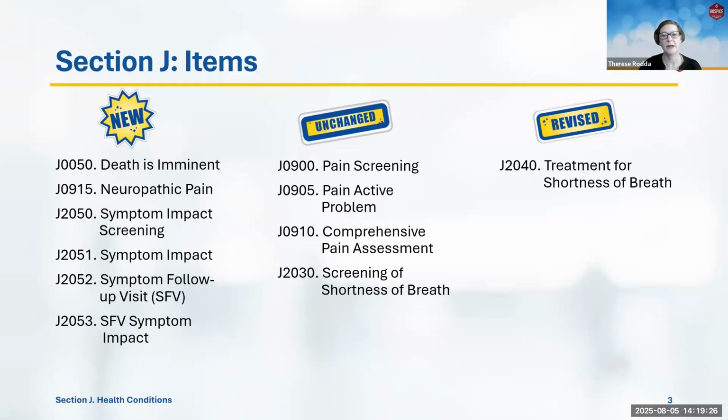This slide outlines the items in Section J. There are 6 new items listed in the first column. The middle column lists the 4 items carried over from the HIS and remain unchanged. And finally, there is 1 item that was revised slightly. As with the other sections, I will review the coding for the items, and then Zinnia will present a scenario so you can have a chance to practice coding.